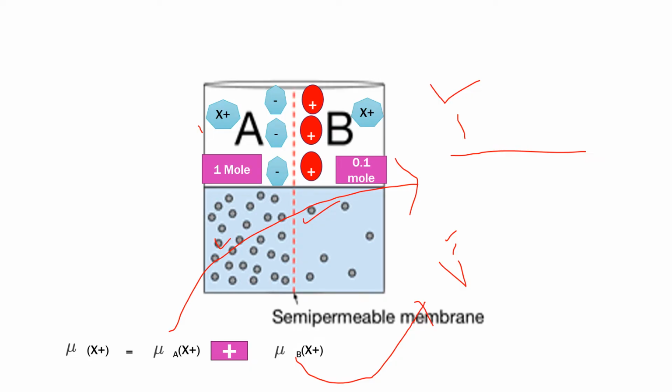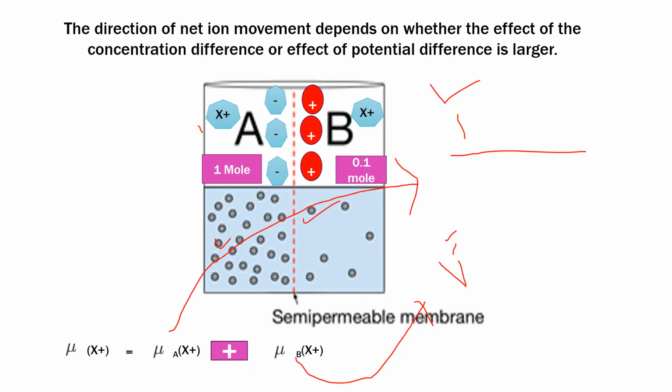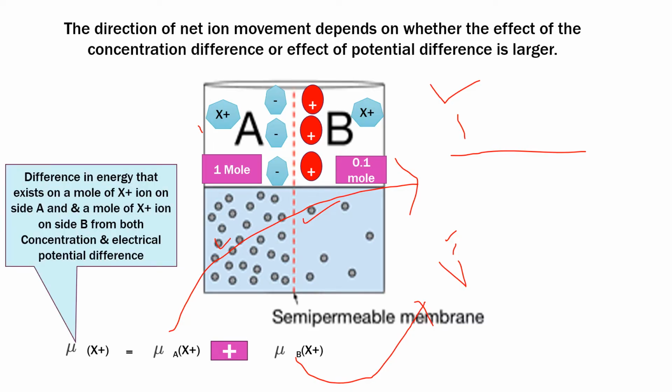By comparing these two tendencies, concentration and electrical, we can now predict the direction of net X plus movement. So we can say there is a quantity that allows this comparison.